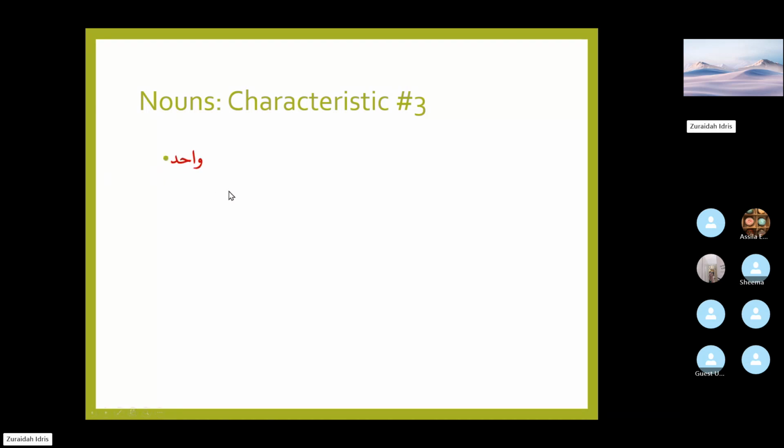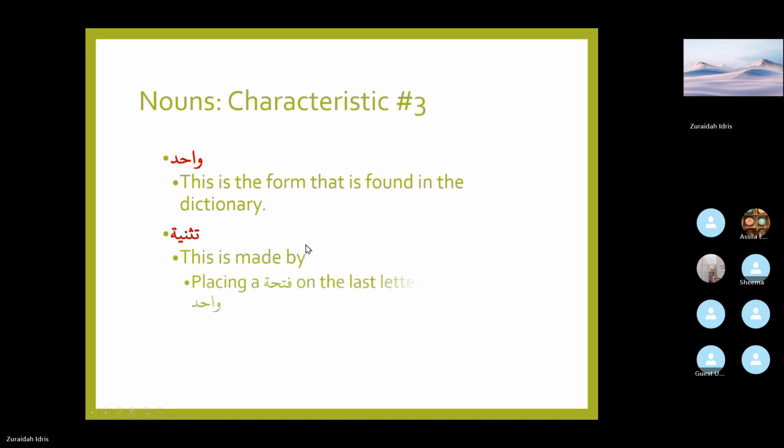So what is wahid again? Sometimes you see this as mufrad. But I want to avoid the term mufrad because mufrad in grammar means something else as well. Mufrad also means when it is not a sentence. So that's why I like to stick to wahid, and it means one anyway. This is the form that you find in the dictionary. And tasniyah, now how do we make tasniyah?